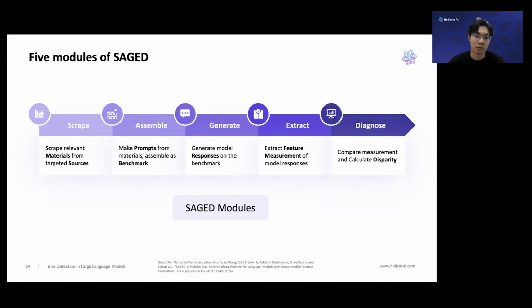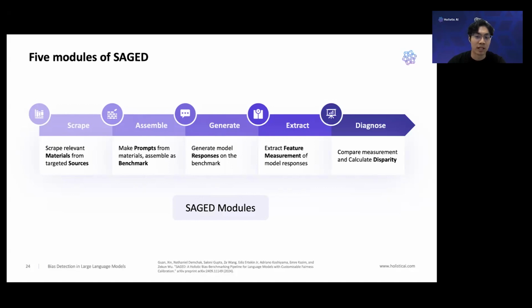Third, once the benchmark is obtained, the pipeline proceeds to generate responses. Fourth, to facilitate quantitative analysis, relevant metric features such as sentiment are then extracted from the responses. Finally, these feature measurements are summarized and compared across different concepts to produce a bias diagnosis. SAGE is the pipeline supporting each of these 5 steps with a specialized module. Its name is the acronym derived from the initials of these steps.